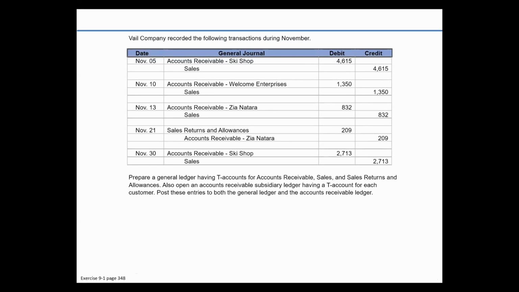And so what we're going to do is prepare a general ledger having T accounts for the accounts receivable, sales, sales returns, and allowances. Also open an accounts receivable subsidiary ledger having T account for each customer. Post these entries to both the general ledger and the accounts receivable ledger.